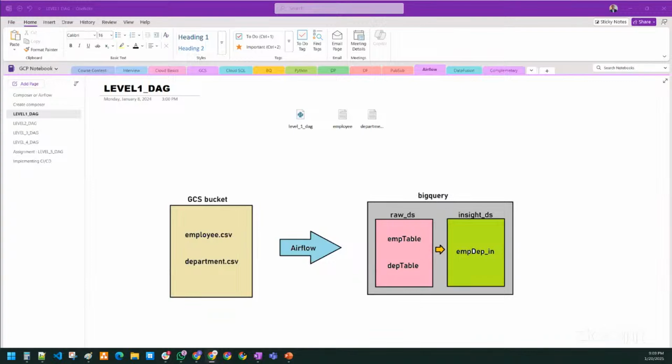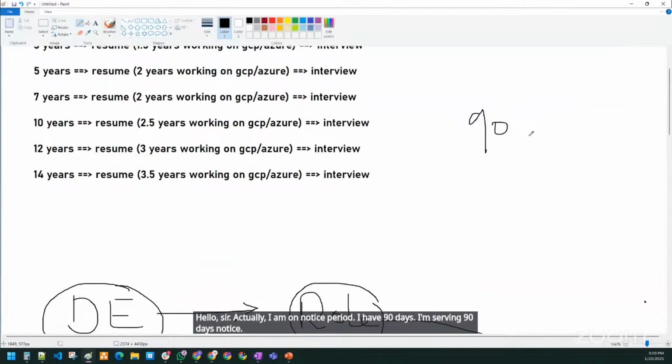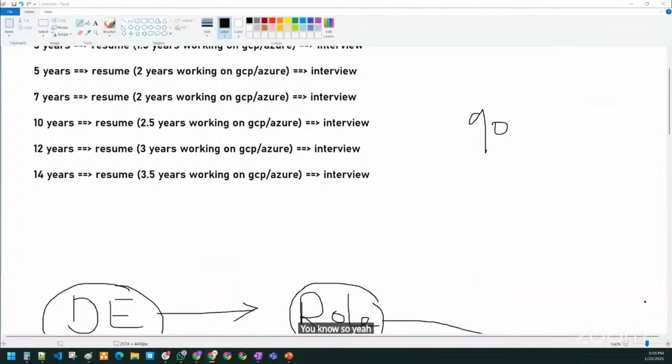Hello, sir. Actually, I am on notice period. I have 90 days. I am serving a 90-day notice period. At the end of that 90 days, my chances of getting a job, I am stuck in that.